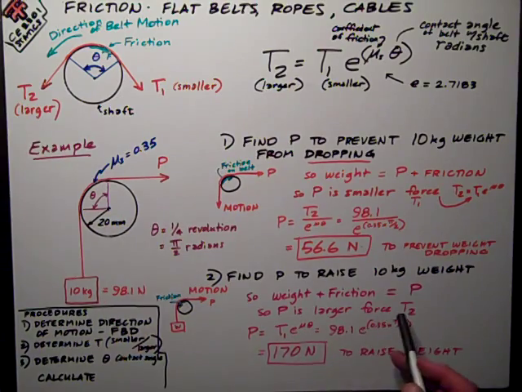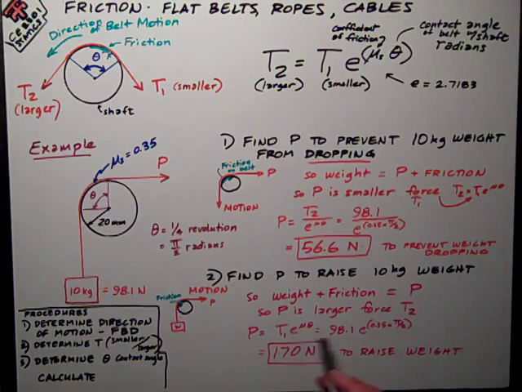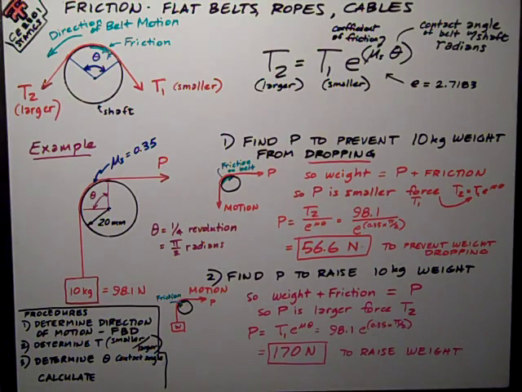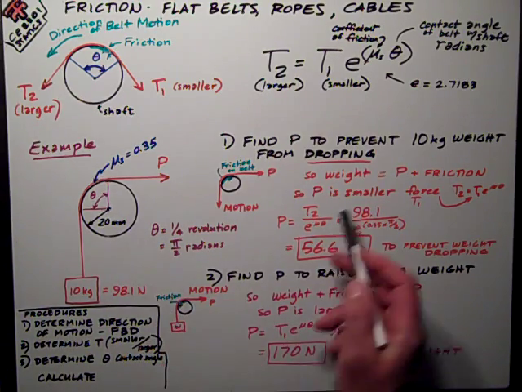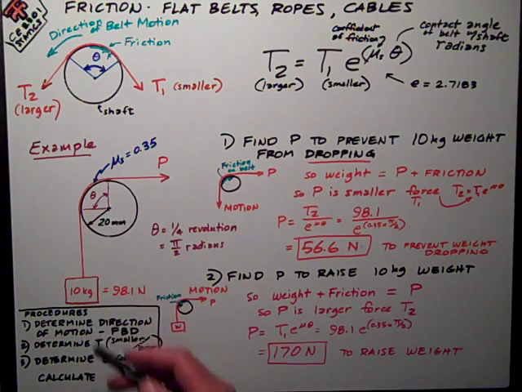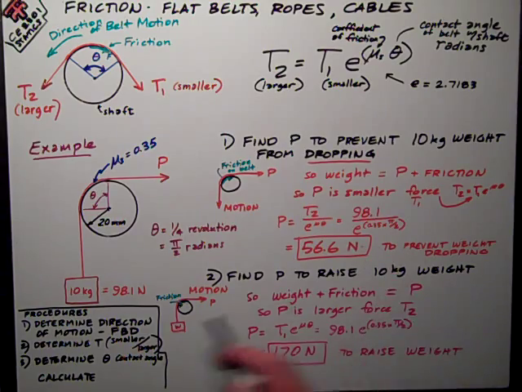So P is the larger force, T2. P is equal to this formula. P is T2 in that formula. So it's 98.1 e to the 0.35 pi over 2, which is 170 newtons to raise the weight, which makes sense. I've got to overcome friction plus pull the weight up, so I'm looking for a bigger force. Here, friction is helping me keep the weight from descending, so it's smaller than the 98.1.